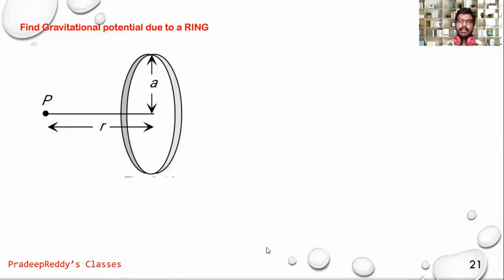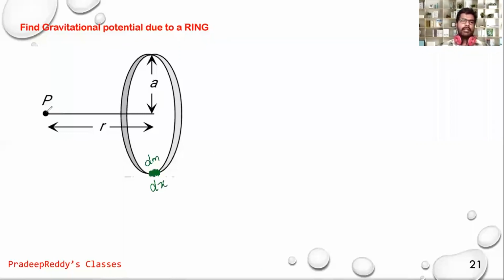As we are dealing with extended masses, let me take a small unit mass which is located at this position. I am considering this as a very small elemental mass. This mass I take as dm, and this length I'll take as dx, and the radius is a.